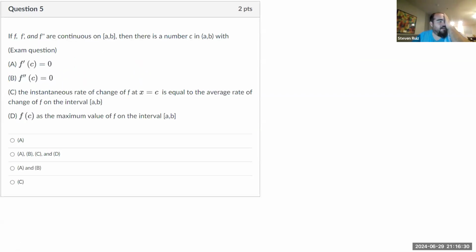Okay, question 5 here. So we are told that f prime and f double prime are continuous on this interval AB. Okay, so then which of these are true? Then there is a number C in AB with f prime of C equals 0. I don't think we can say that. If you say the derivative is continuous on an interval, it doesn't mean it's ever 0. I'm going to throw that one out.